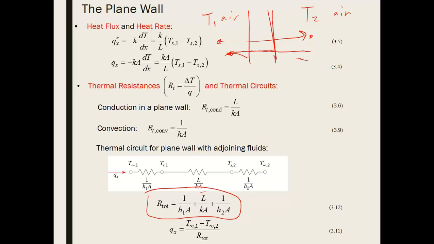So if we only know these temperatures, and let's say we don't know anything about the surface temperatures here, well, we can find the total thermal resistance by just doing a simple addition of all the thermal resistances, and we get the total heat transfer through the wall by taking the absolute temperature difference from each end of our system and dividing that by the total thermal resistance.